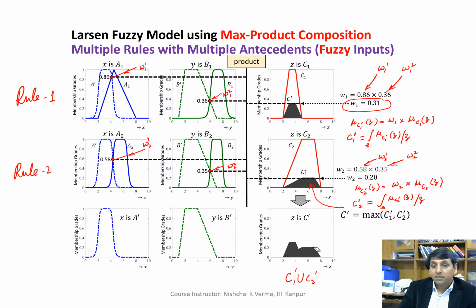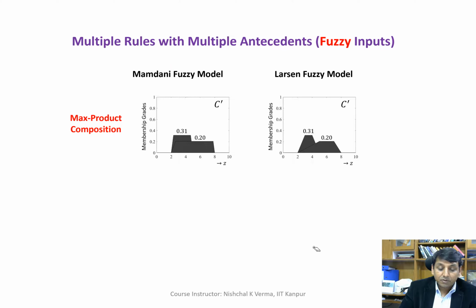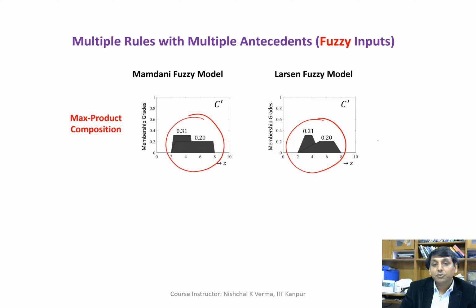Now let us compare this output with the Mamdani fuzzy model. Had it been a Mamdani fuzzy model, we would have gotten this output for the same input and the same composition, that is the max product composition. So see here that we are getting different fuzzy outputs for the same inputs and the same compositions. Since we have different fuzzy outputs, obviously we are going to get different crisp values as well.